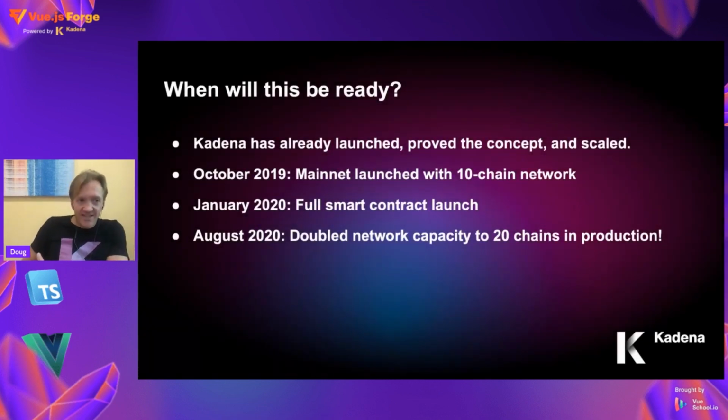So I can hear you asking, when will this be ready? Kadena has already launched. This is working. It is out there, and you can use it today. In October 2019, we launched with 10 chains. In January of 2020, we expanded to allow full smart contracts after this little testing period. And in August of 2020, we doubled our network capacity while it was running to 20 chains.